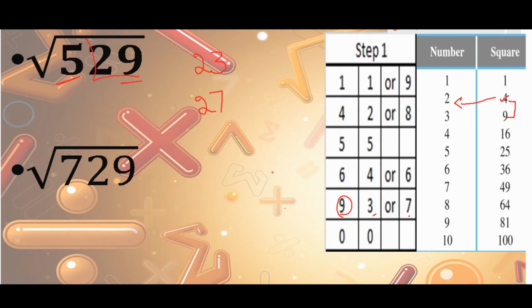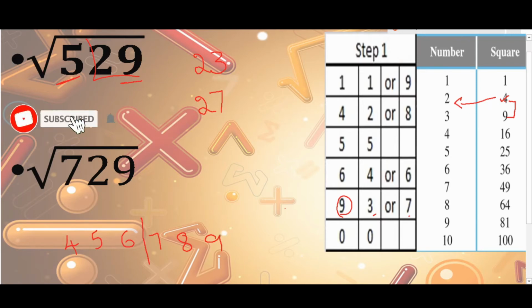Step number 3, we need to determine whether it is 23 or 27. For that, we need to write the numbers from 4 to 9. Let's start writing the numbers 4, 5, 6, 7, 8 and 9. You can see there are 6 numbers. Let's divide them in half. So you have 3 numbers on your left hand side and 3 numbers on your right hand side.